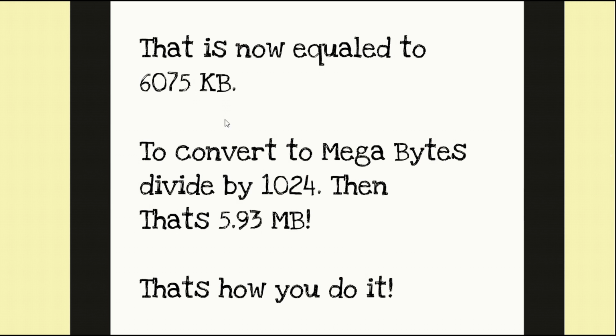Well, that's what you're going to get when you do it on a calculator. To convert to megabytes, divide by 1024. So we're doing 6075 divided by 1024, then that will give you 5.93 megabytes. Congratulations, you've done the first equation.